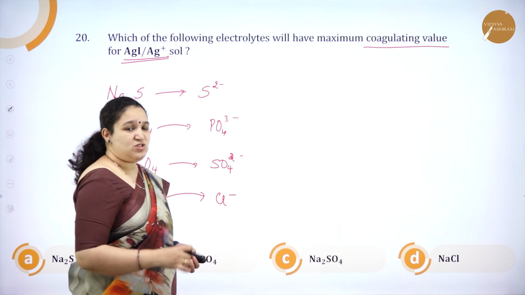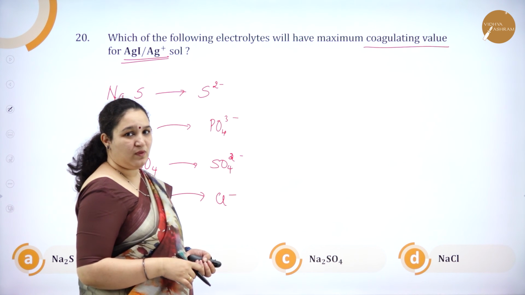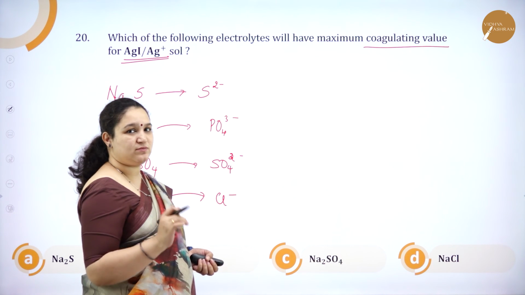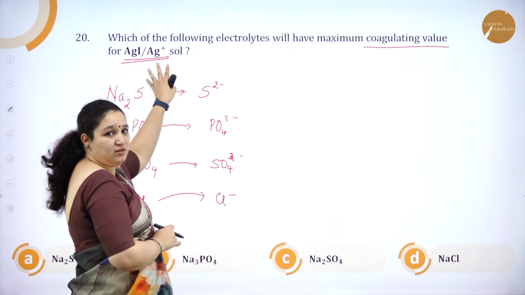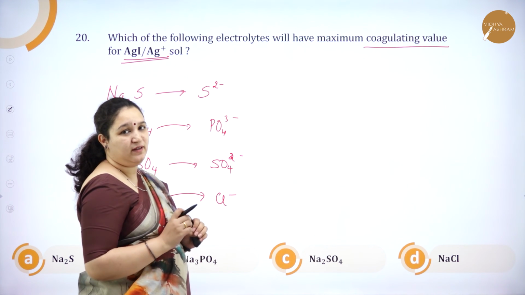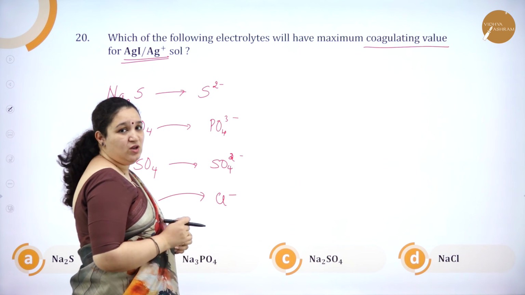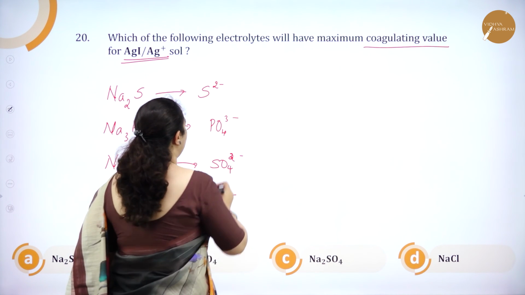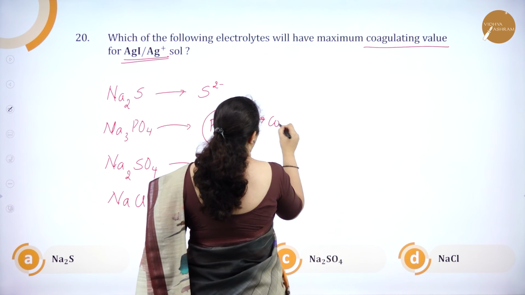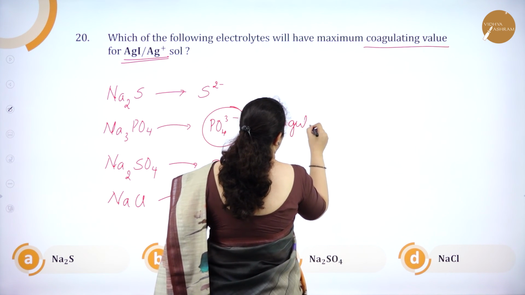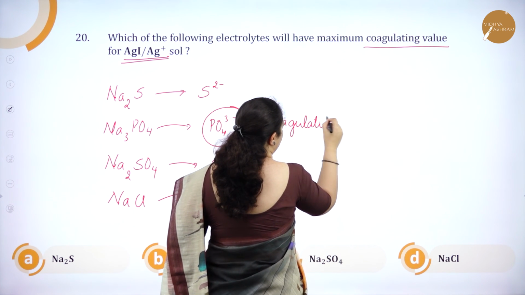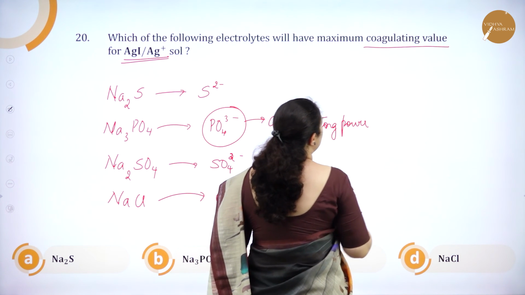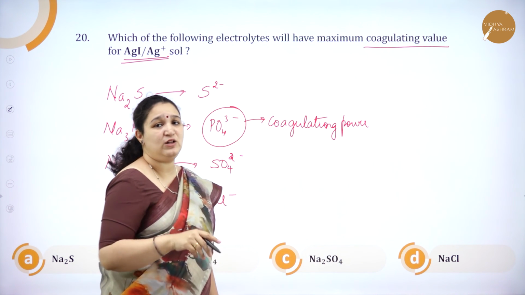Now, based on the Hardy-Schulze rule, coagulating power is directly proportional to the charge. I need an anion to coagulate this particular sol. So, I have to see which has the highest charge, that one will have the highest coagulating power. So, this has the highest coagulating power. But my question is, which has maximum coagulating value?